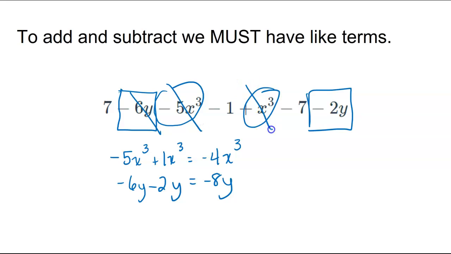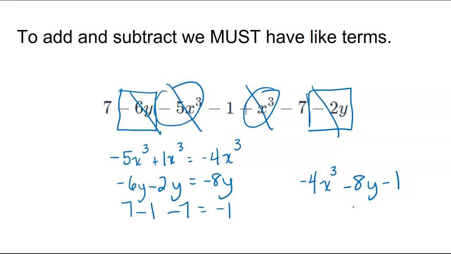Those are done. And then the constants, a +7, a -1, and a -7. 7 minus 1 is 6, and 6 minus 7 is -1. So my solution becomes -4x cubed minus 8y minus 1. So there's three terms in this expression. There's two coefficients, -4 and 8, and there's a constant, -1.